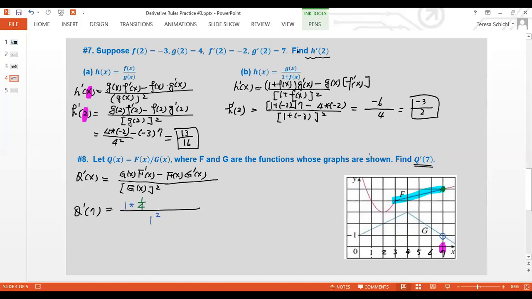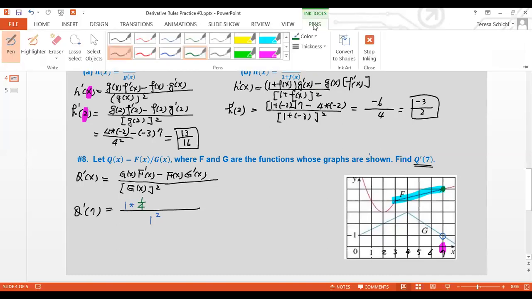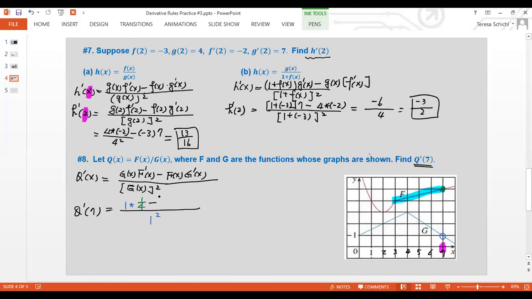We did a similar one in the previous videos. And then minus F of 7. F of 7 is just this point, the function value. So it's 1, 2, 3, 4, 5. Okay, I think this is 1, 2, 3, 4, 5. So it is a 5.